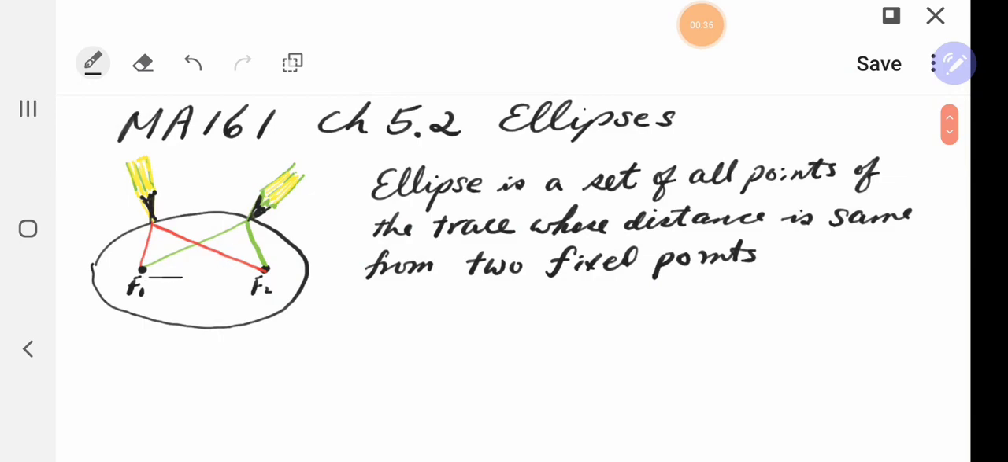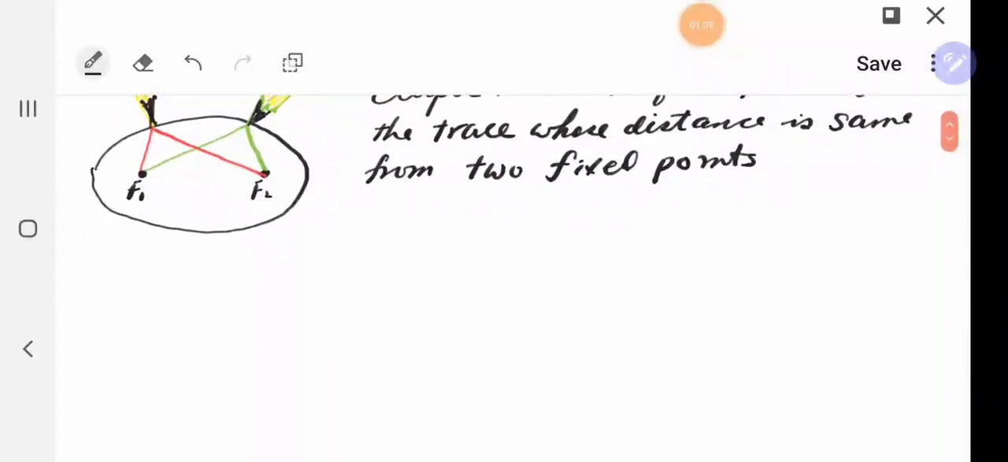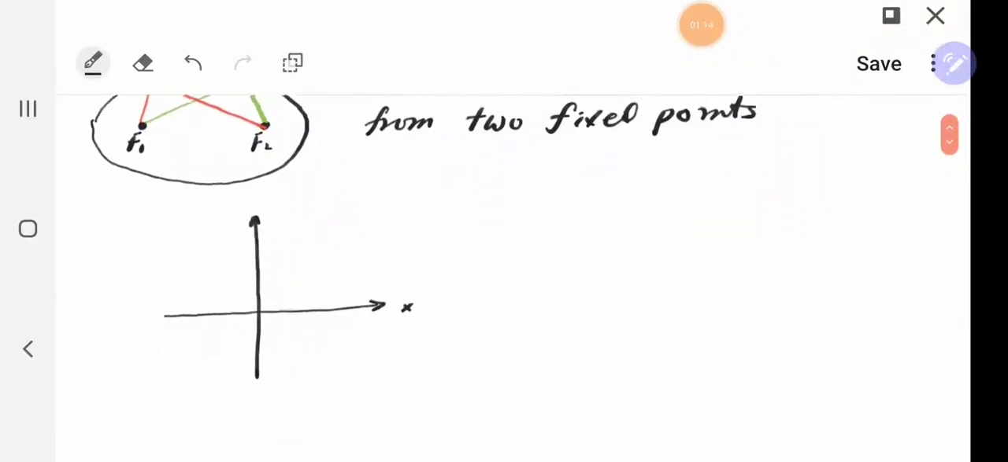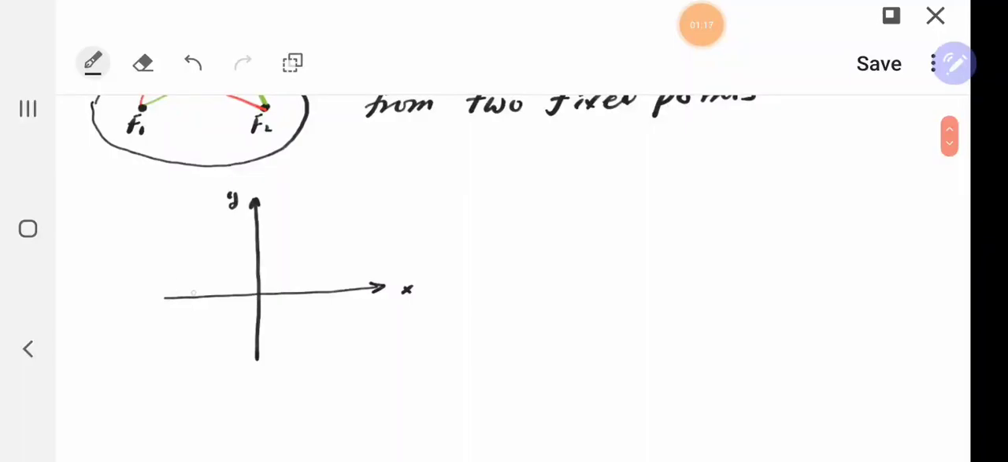There is a string connecting 2 points, F1 and F2. Then use a pencil to trace and draw an ellipse. Just draw it, and it will form an ellipse like this. So let's write this one. Let's say the center is at the origin. Let me draw this ellipse on the XY plane. So here is F1 and F2.